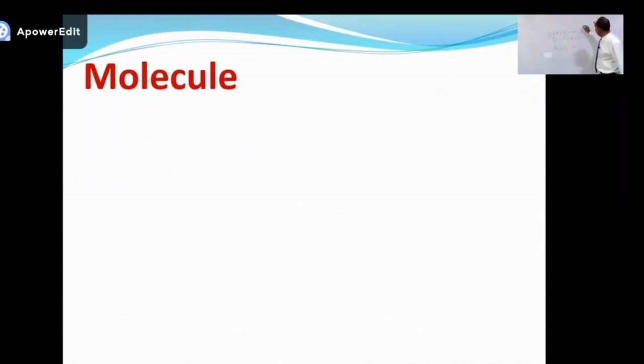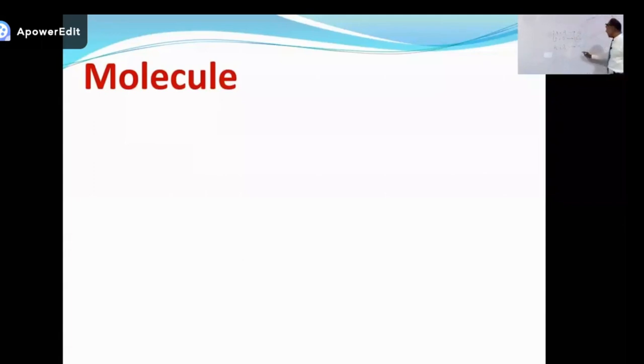What is the difference? Only one kind of atom. We call them homonuclear. This is called heteronuclear. Hetero means comprising different kinds of atoms. Homo means comprising the same kind of atoms. All of these are molecules. Then what is the difference? Same kind of atoms. That is why it is called homonuclear.